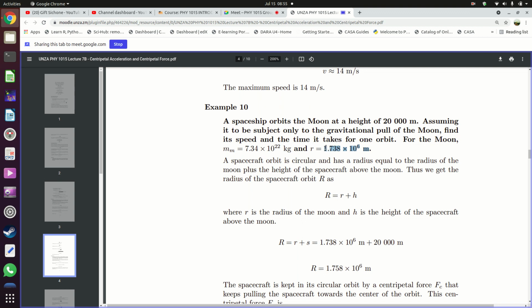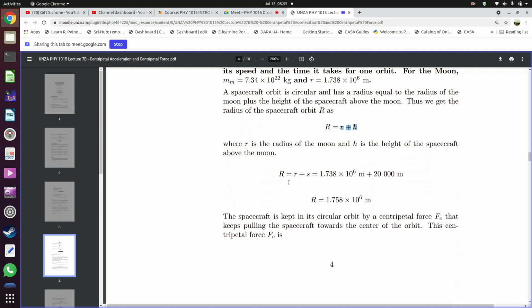So if something is going around the moon at a height of 20,000 meters, then the radius of the orbit of this spacecraft is a combination of the radius of the moon plus the height above the moon. So the radius of the orbit of the craft, which is capital R, is going to be equal to the radius of the moon, plus the height of the spacecraft above the moon. So R is equal to small r plus h, which is height.